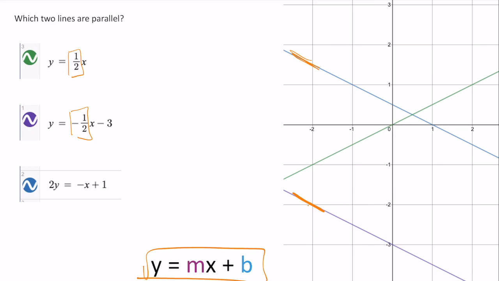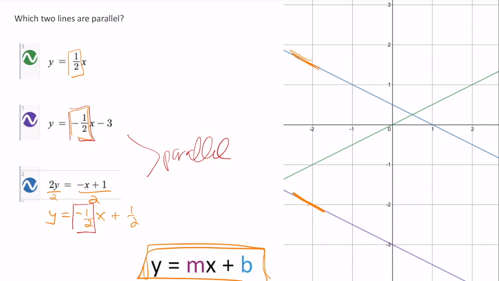has to be in y equals mx plus b form. And this is 2y, so I'm going to divide by 2 to get just y, and I'll get y equals, so that negative x is like a -1x, so that's like -1/2x. And then 1/2 is plus 1/2. But remember, I don't care about the y-intercept. All I care about is this slope, -1/2. And guess what? -1/2, these two are parallel because their slopes are the same, and we can see it on the graph.